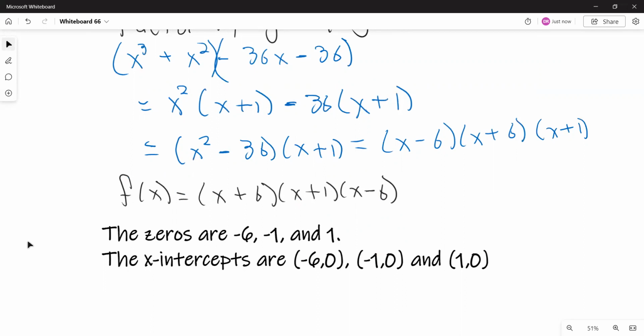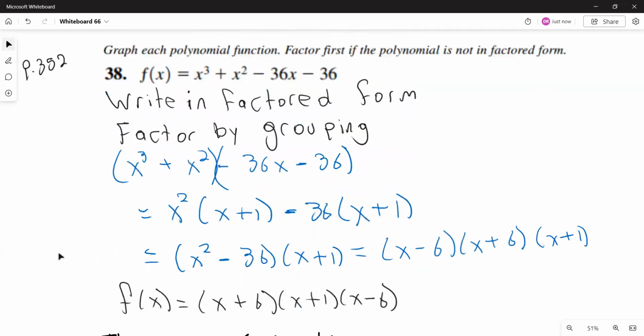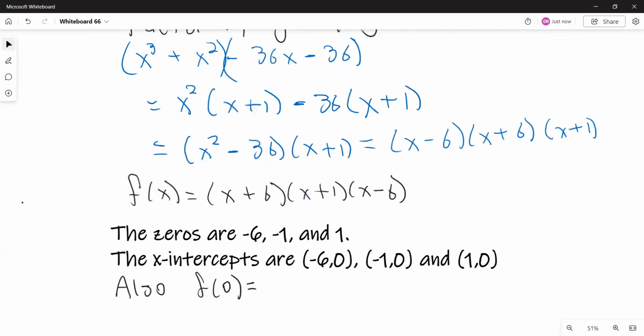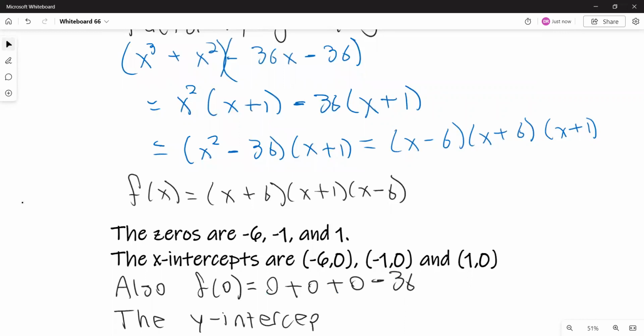We can also determine the y-intercept. If you notice, f of 0, you evaluate this polynomial at 0, we have 0 plus 0 plus 0 minus 36. The constant term is the only one that doesn't depend on x. So the y-intercept is (0, -36).